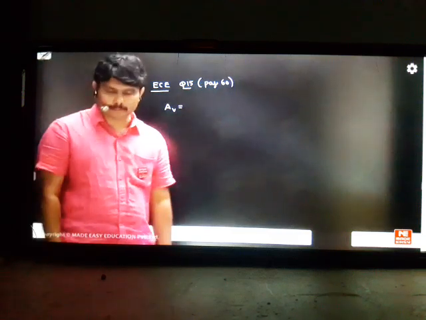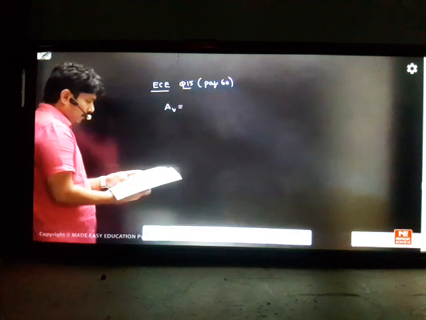I don't know that answer, I have not done it. Maybe boss is telling 900, maybe I remember that 900 has to come. Otherwise tomorrow I'll confirm that answer for you. Rounded off to one decimal place.